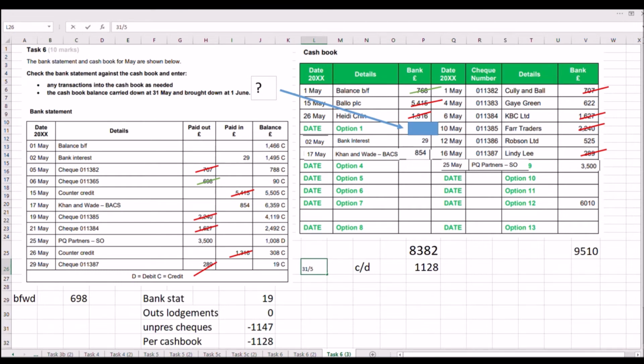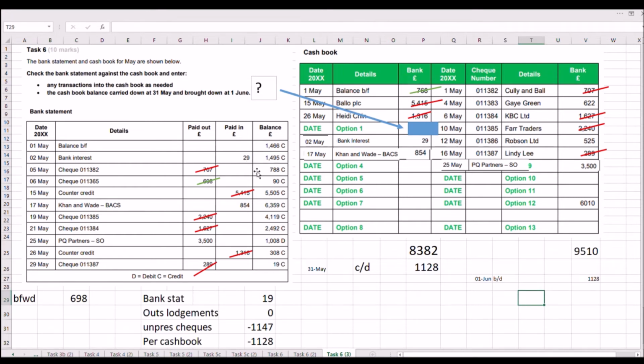Let me finish this off. That's coming up there, that's annoying. Go away. 31st of May there. And then 1st of June here is the brought down, which is going to be 1128 there. And so that's the answer.